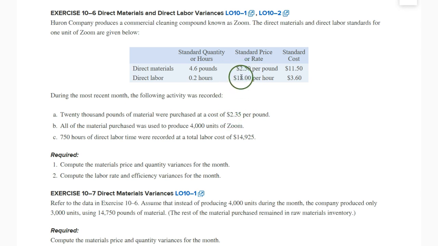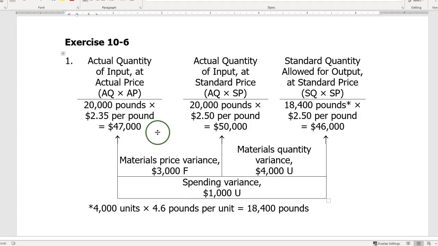So you can see we are 15 cents a pound lower in our actual payment than what the standard called for. So you'll know that when you finally get the answer for the materials price variance, it's going to be favorable because we paid less actually than the standard called for. What we'll do is just take that difference, that 15 cents times 20,000 pounds, and that's going to be the answer.